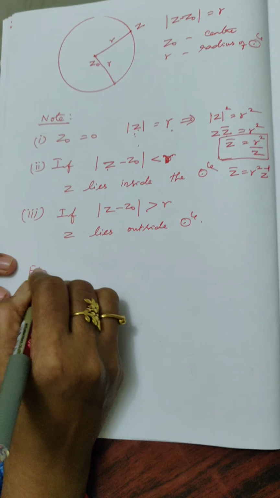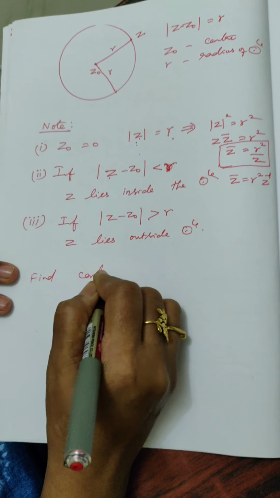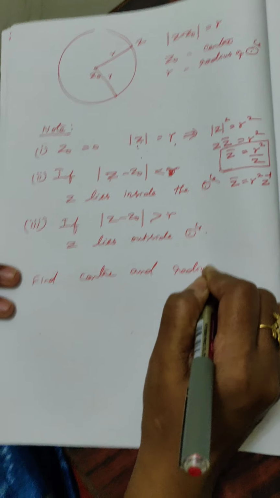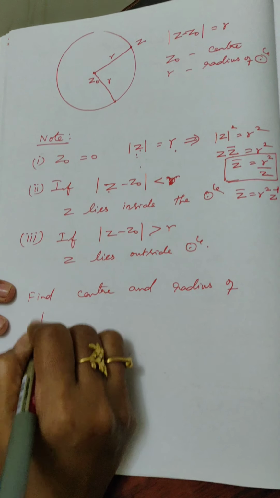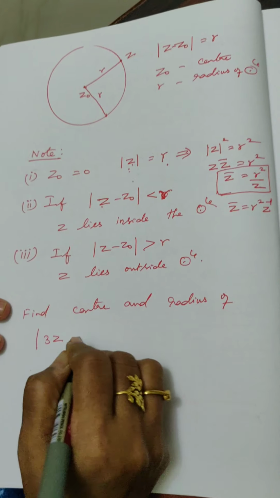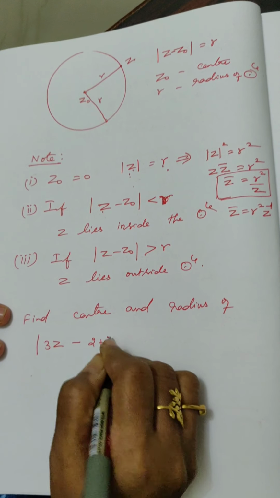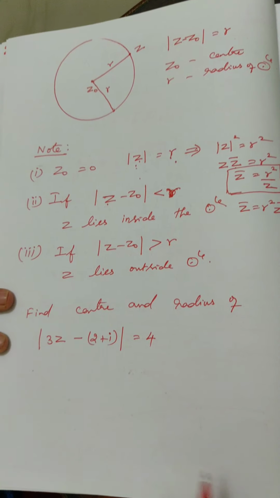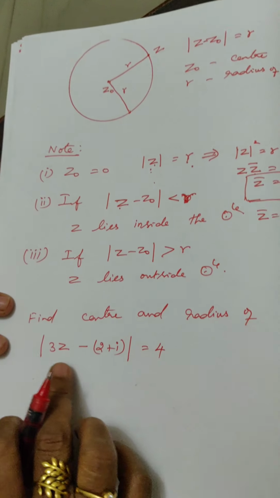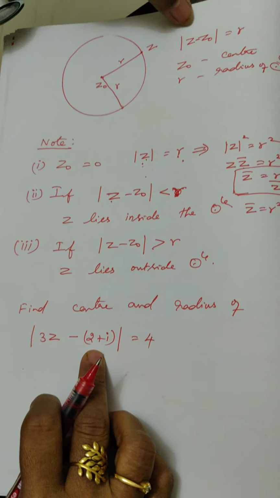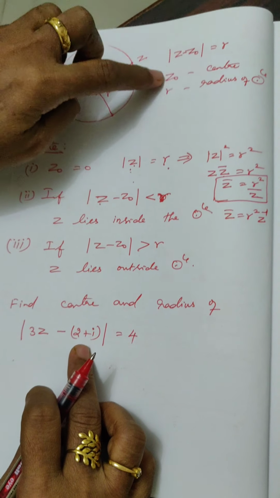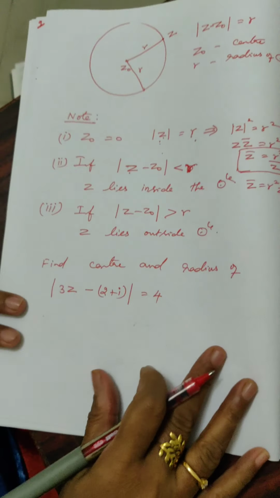Find the center and radius of modulus of 3z minus 2 plus i equal to 4. How to find out the center and radius? We have to make this sum into this form: modulus of z minus z naught is equal to r. Here z naught is the center and r is the radius. In that way I am going to apply.